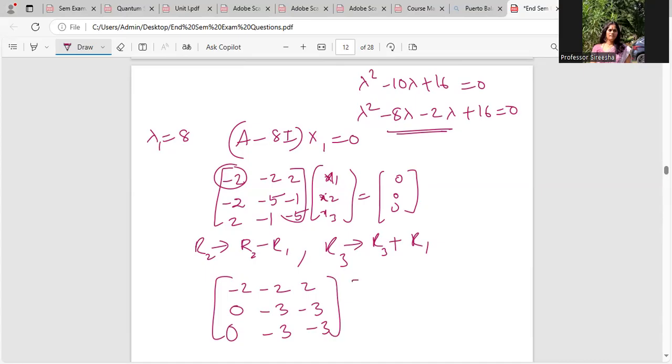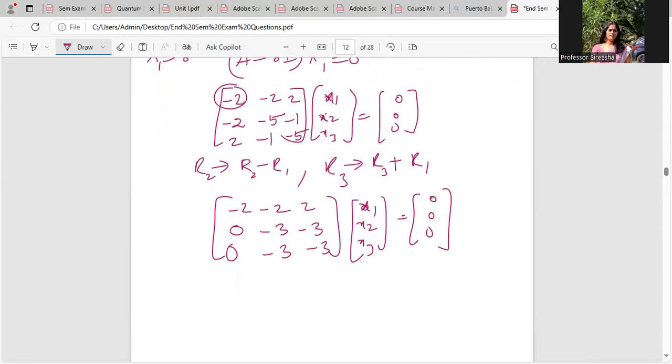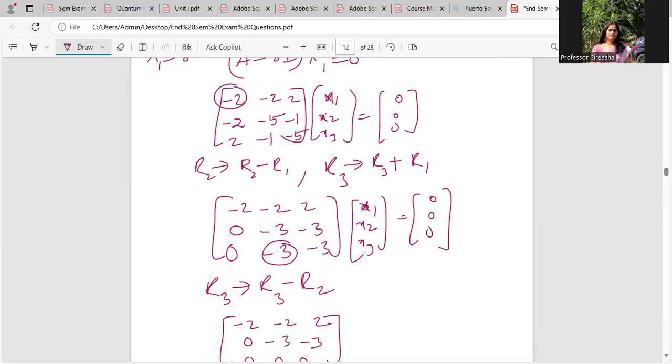I can clearly see two rows are same. So using one row, the other row should be made 0. Right? So what I will do, I want a 0 finally here to reduce it to echelon form. So R3 is what? R3 minus R2. So minus 2, 2, 0, minus 3, 0, 0, 0. Last row would be completely 0.